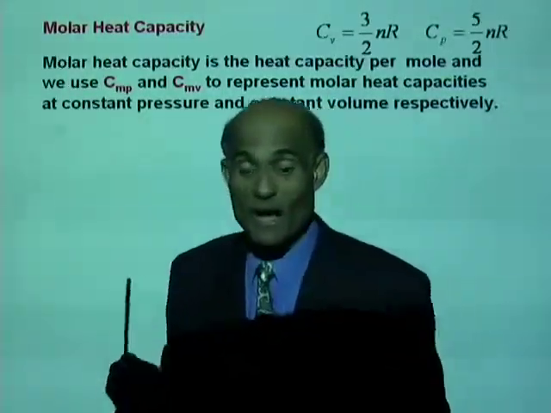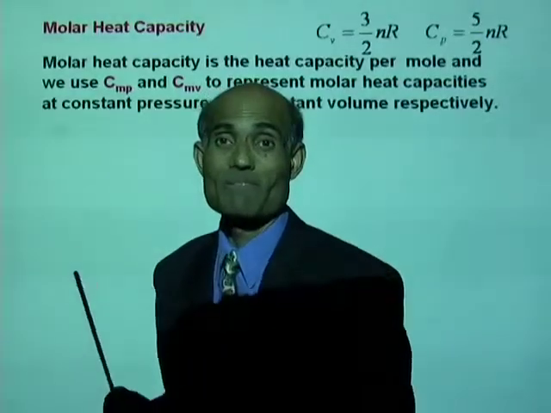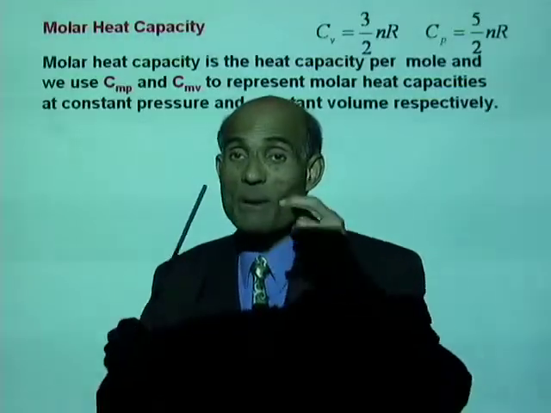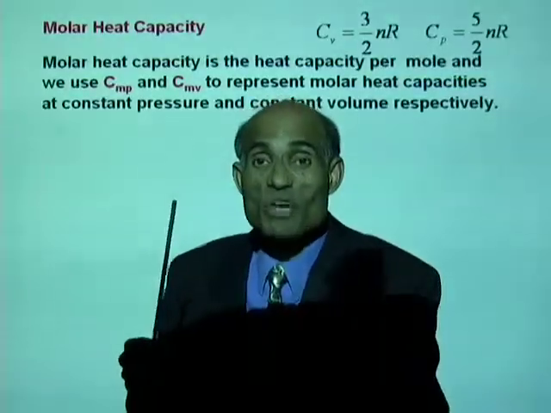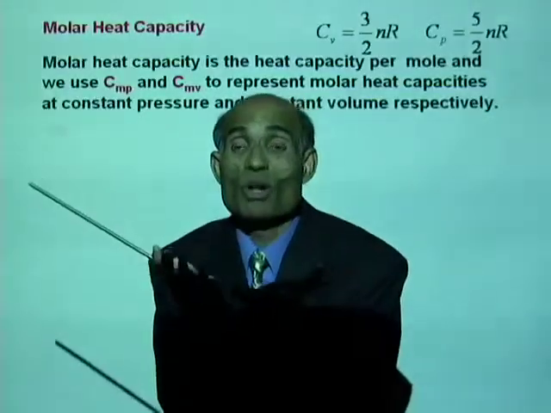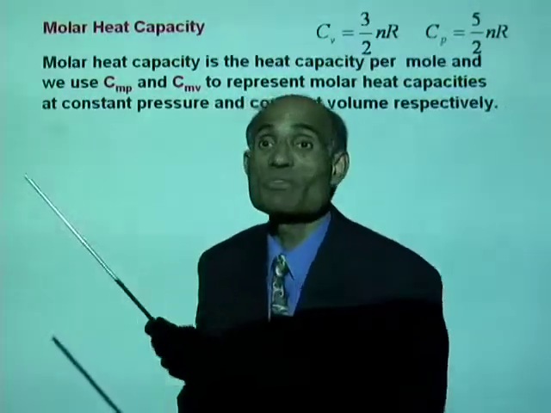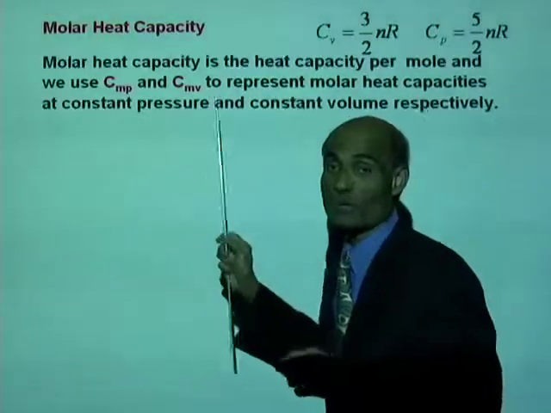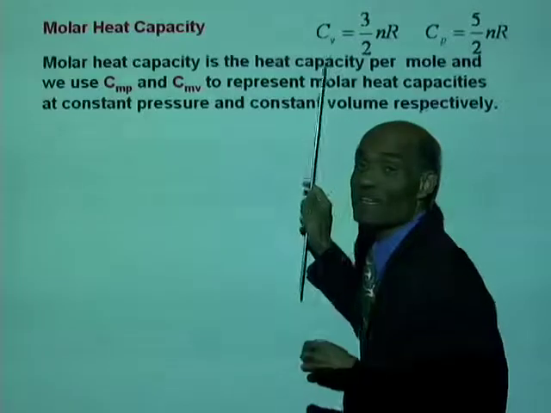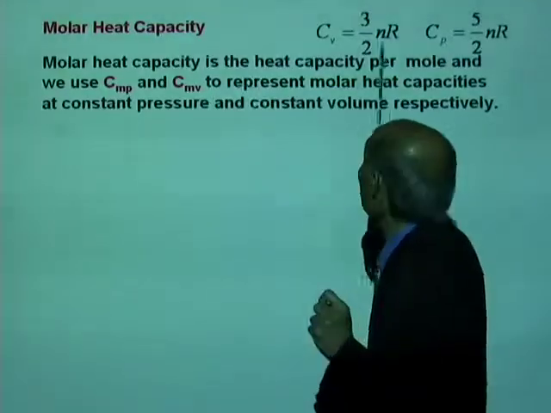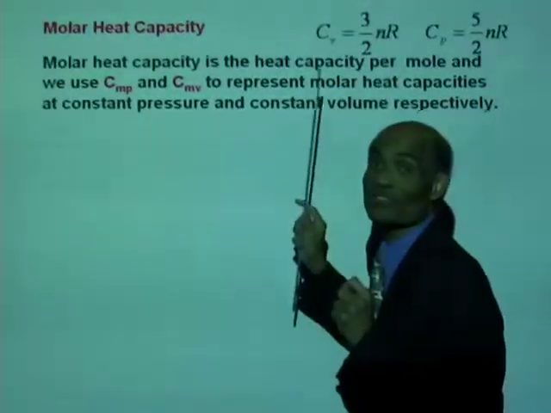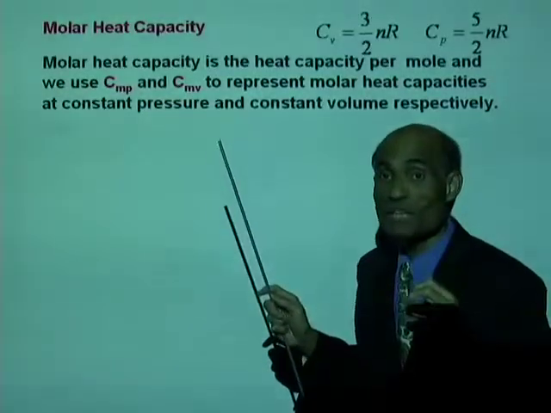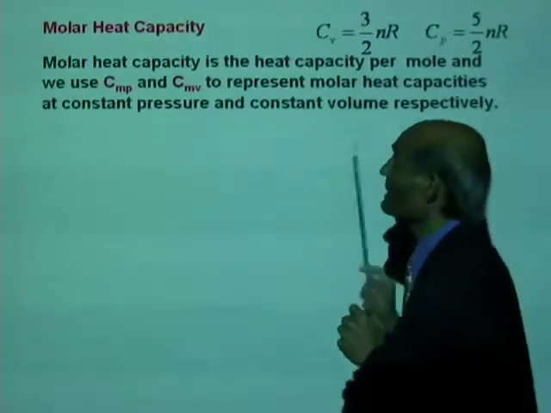What is molar heat capacity? Well, heat capacity is a measure of the amount of heat needed to raise the temperature of the whole amount of gas, and the amount of gas consists of n moles. So Cv is the heat capacity of n moles of a gas, and Cp is the heat capacity at constant pressure of n moles of a gas.